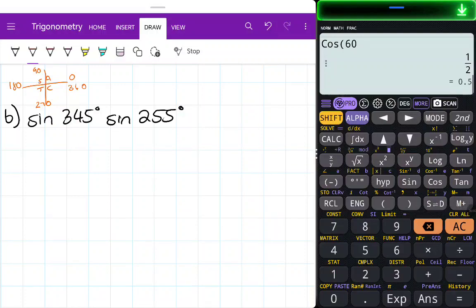Let's look at example B, which is sine of 345 times sine of 255. Again, I use my CAST diagram to determine where these angles are. 345 is smaller than 360, bigger than 270, so I am in quadrant number 4. Whereas 255 is smaller than 270, bigger than 180, so I'm over there. So in terms of quadrants, I'm in quadrant number 4, and I am in quadrant number 3.